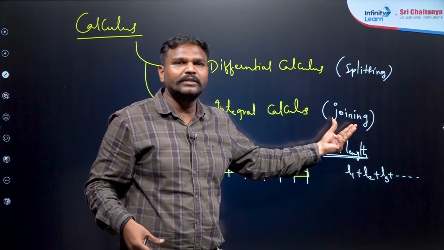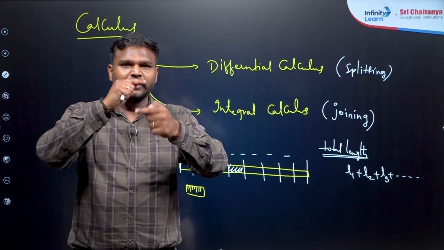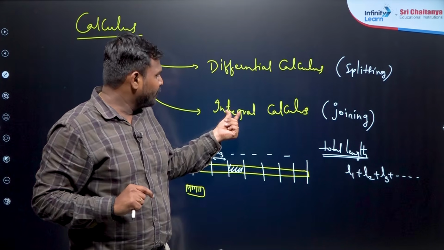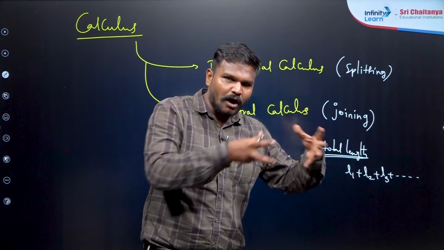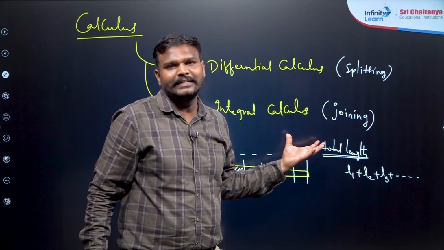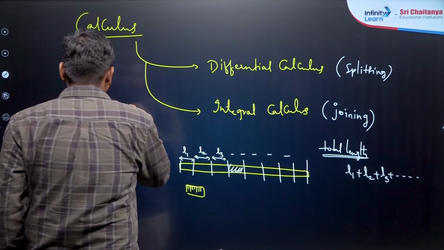So that we will do in the integration. Both of them are reverse to each other. Here the input is the function and the output is the smallest piece. Here the input is the smallest piece and the output is the value of all the pieces combined. That is integration. I hope it is clear. We are good to go to the next one, sir.